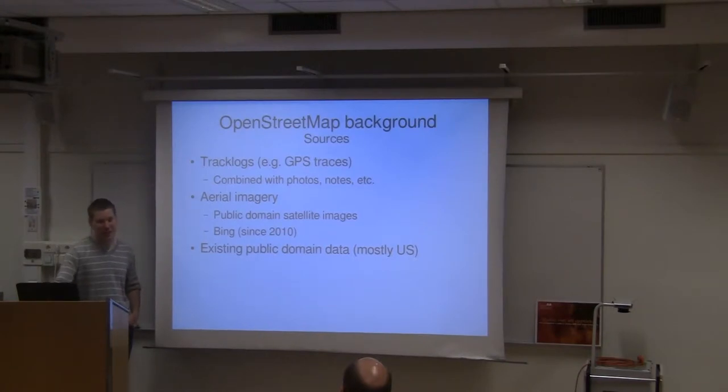We also, for mapping lakes, seas, land, find it more convenient to trace from imagery, like public domain satellite images. We have been using Landsat photos a lot. But since 2010, Microsoft, believe it or not, has let us use their aerial imagery to trace OpenStreetMap data from, and that has improved the map a lot, at least in cities and areas where we have this aerial imagery.